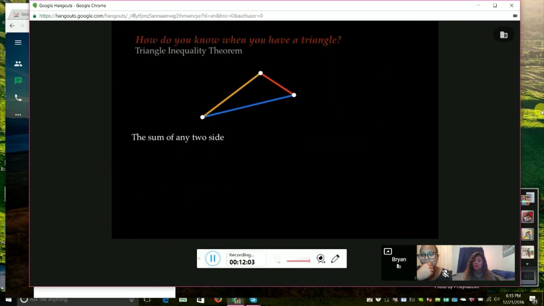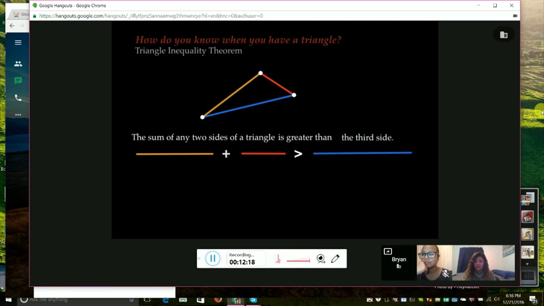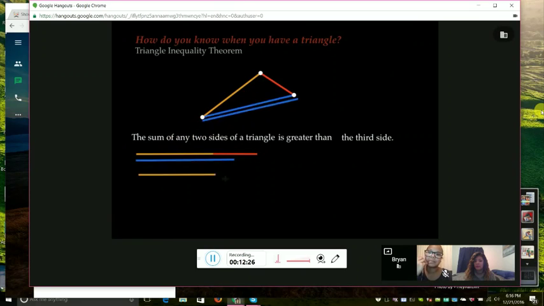But basically right here, it just goes through the triangle inequality, the sum of any two sides of a triangle. It shows the two sides, it adds them together, and it shows that it needs to be greater than the third side. So I like the way the video broke it down, but it was a little slow. You can see it puts them together, and then it brings down the other side and shows that they're longer.